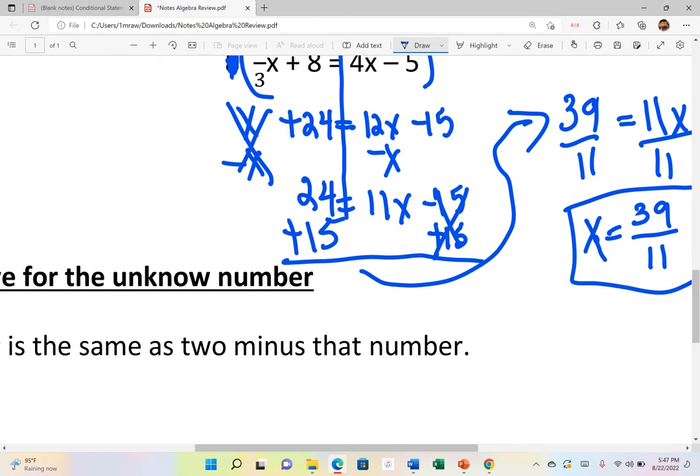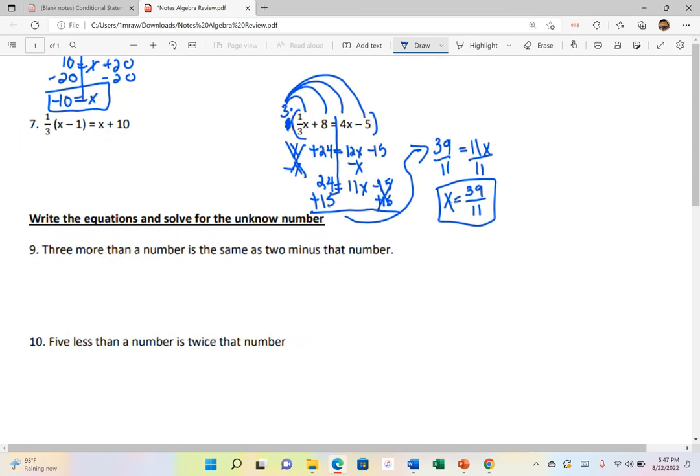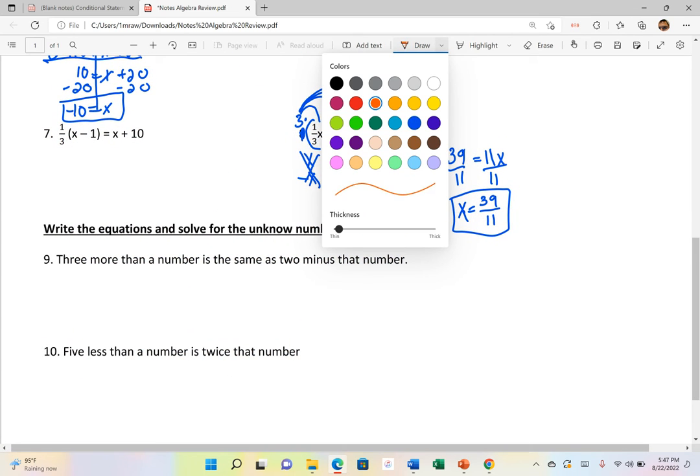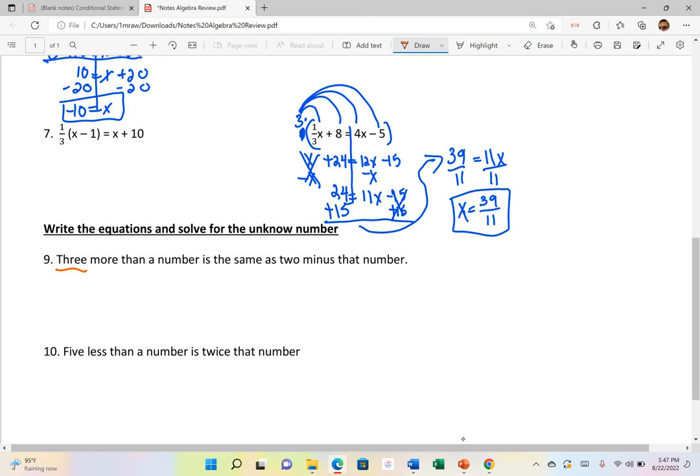Now I'm going to do two more problems, word problems, and there are going to be some keywords that you want to look for. So let's look at these word problems. This next one says, three more than a number. So three being the number three, more than means I'm going to add it to something. So that means this is actually the back part, and whatever this is, the front part.